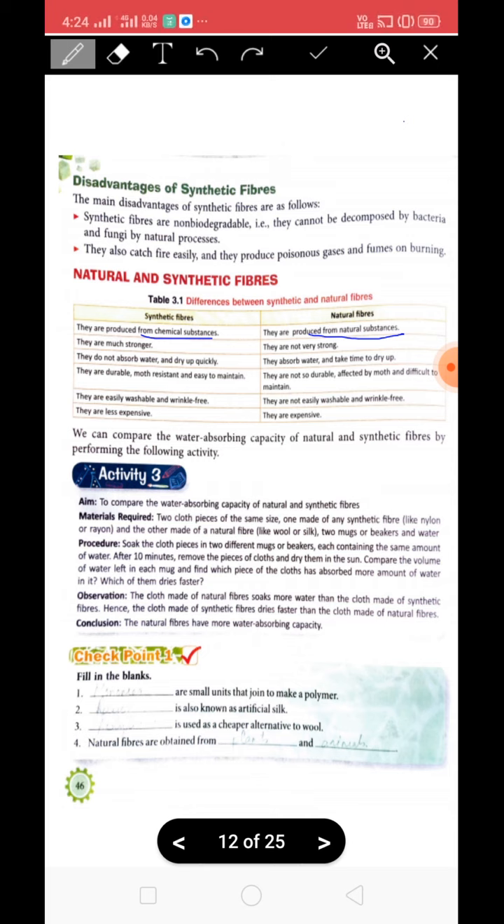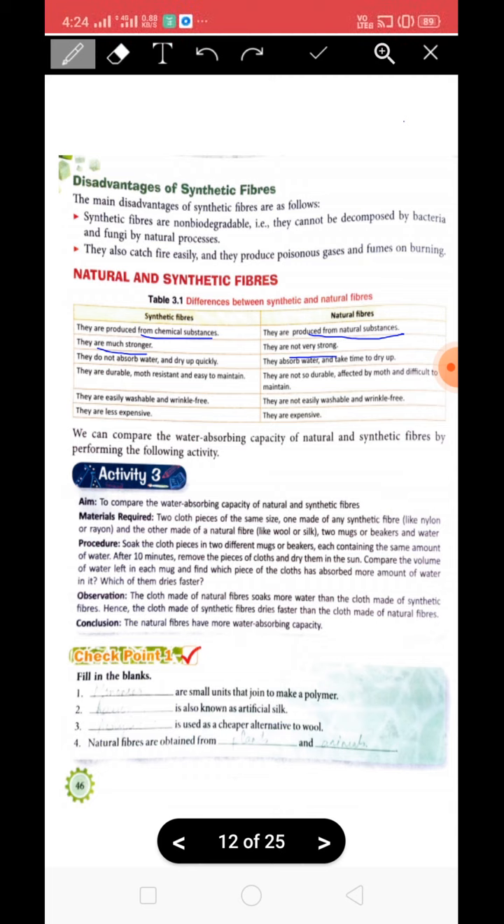Now second point, synthetic fibers are much stronger in comparison to natural fibers. Synthetic fibers are very strong, whereas natural fibers are not very strong. Understood? Means if you are wearing a cotton shirt or a synthetic shirt, can you imagine which one will get worn out first? It will be the natural fiber, meaning the cotton shirt.